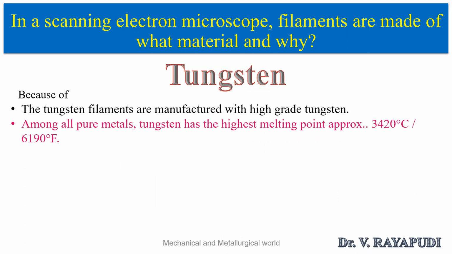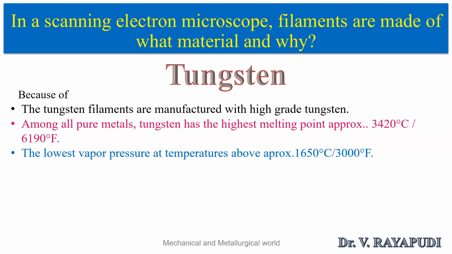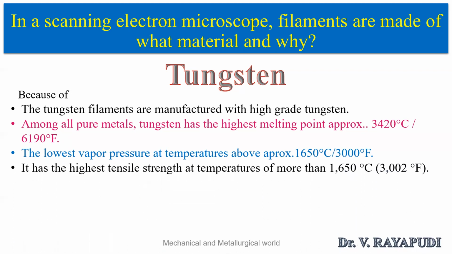So which is the highest melting point, which is preferable to use as a filament. And this has the lowest vapor pressure at temperatures above approximately 1650 degrees centigrade. So this is also a main reason to choose tungsten as a filament for scanning electron microscopy. And it has the highest tensile strength at temperatures of more than 1650 degrees centigrade.